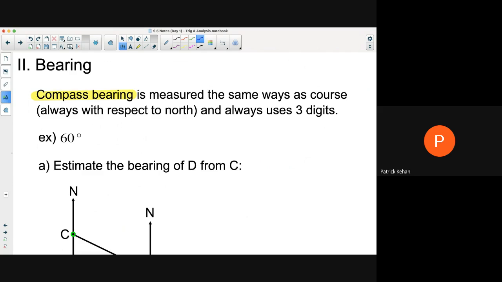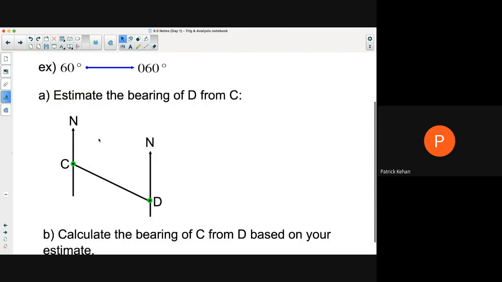An example is if we had a compass bearing of 60 degrees, it would need to be expressed as 060 degrees. So all compass bearings, regardless of what they are, must be used with 3 digits. What we want to do now is estimate the bearing of D from C. It's critical that we read this correctly. It's the bearing of D from point C.